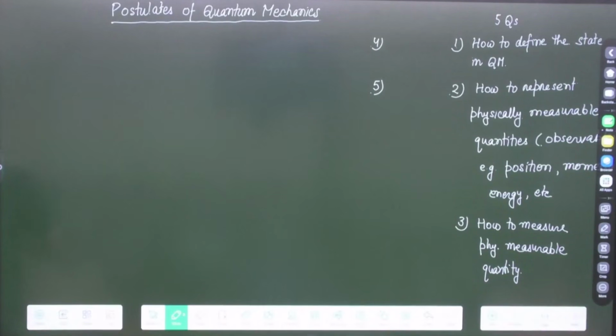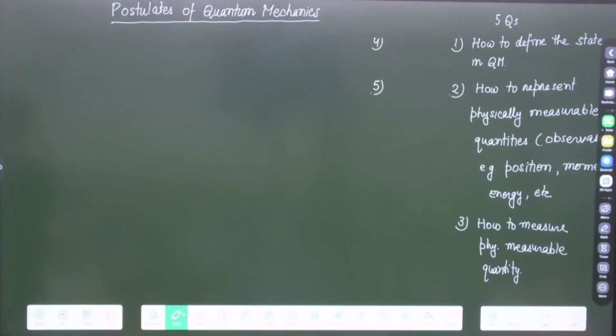That is how the state of a quantum mechanical system will evolve. That is, if we know the state at time t naught, then what will be the state at time t greater than t naught?